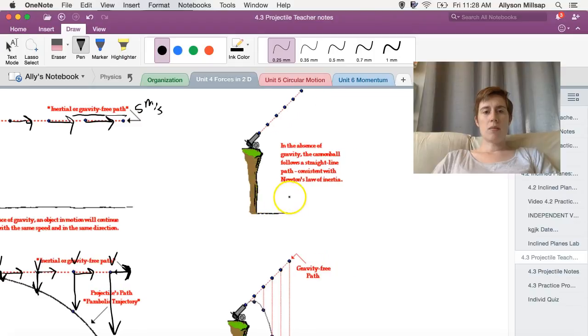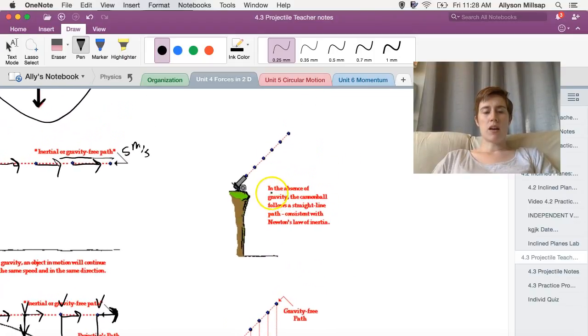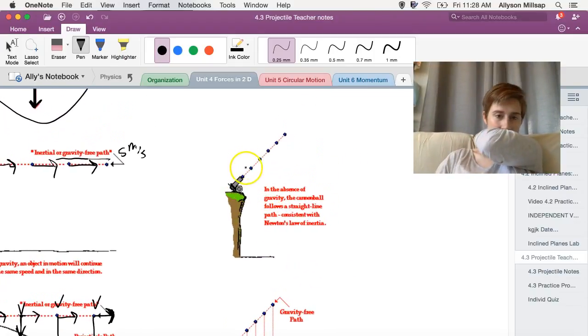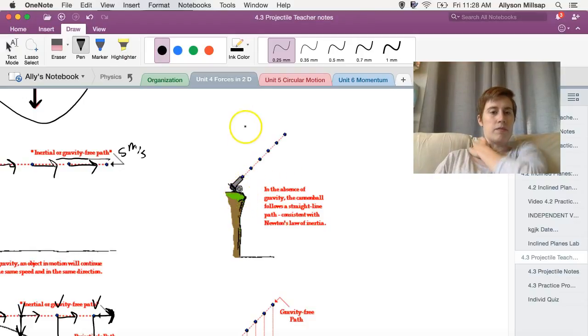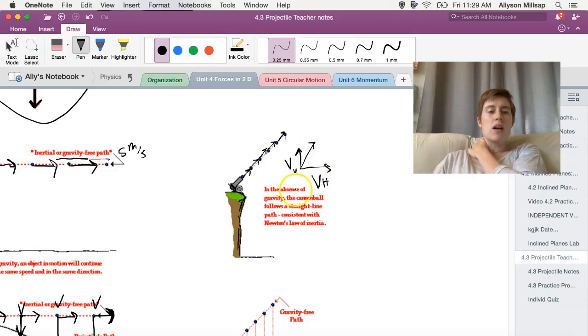Let's look at a projectile that's being thrown not horizontally, but at an angle, up into the air. Without gravity, the speed is going in this direction constantly. Remember, if we took this speed and broke it into its components, this is the vertical speed here, and this is the horizontal speed here. Both of them are staying constant because there's no force.